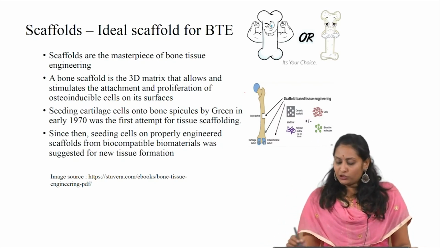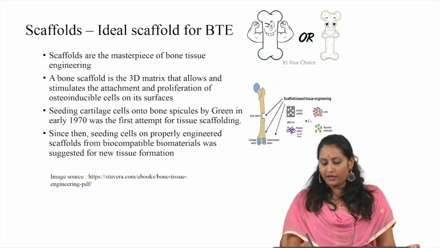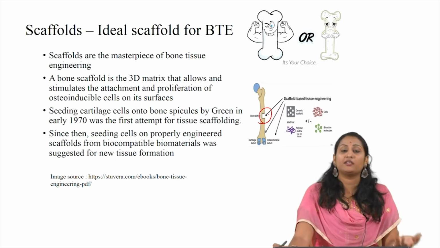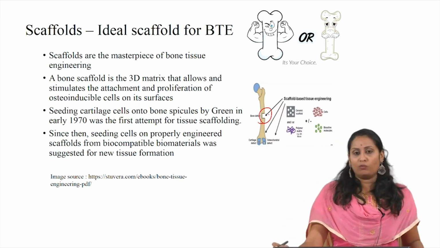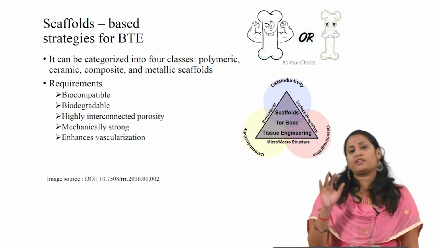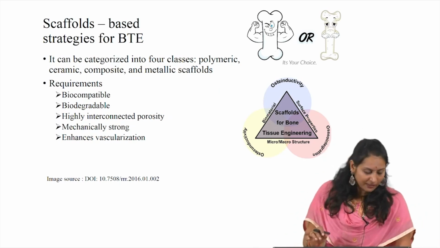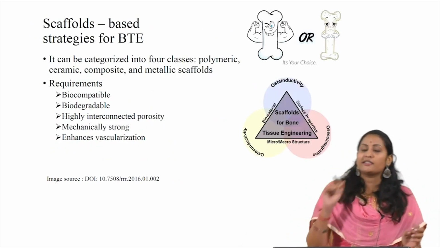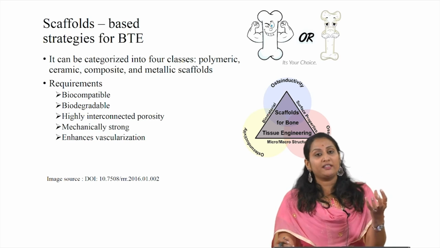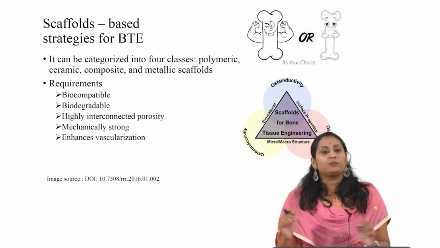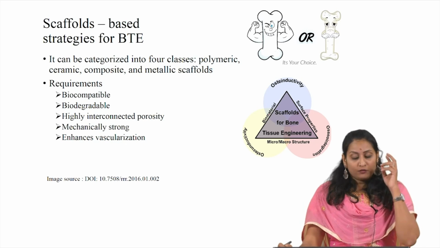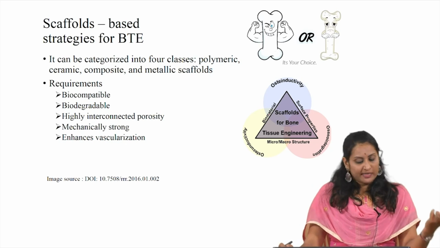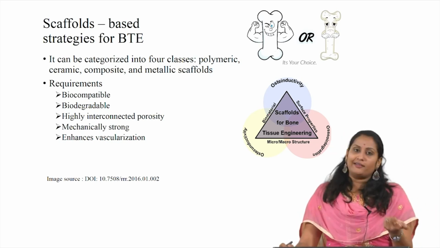The image shows a long bone with a defect, where we have to place a scaffold in that defect and check for the enhancement or regeneration of the long bone. Since the scaffold is the masterpiece of bone tissue engineering, we should be more careful in selecting the scaffold, its properties, the materials, and everything for the preparation of the scaffold. The scaffolds can be categorized into 4 classes: polymeric, ceramic, composite, or metallic scaffolds.